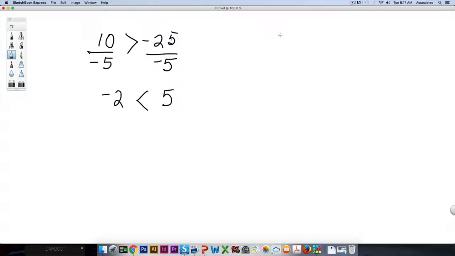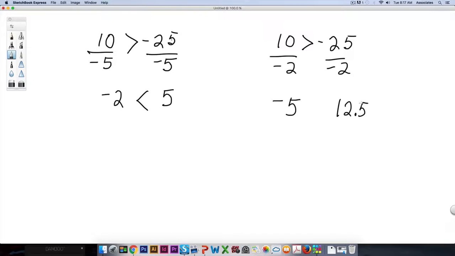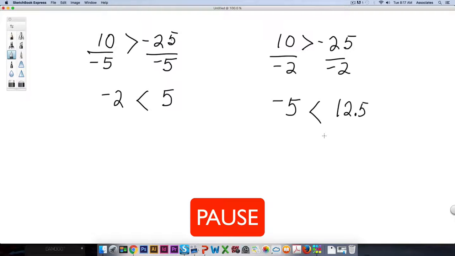Notice the inequality flipped. If you don't mind fractions, I'm going to divide both sides by -2. 10 divided by -2 is -5. -25 divided by -2 gives me 12.5. This flips over. So no matter what negative number you pick, if you divide by a negative, the inequality will flip. So if you don't have an example, add one of these to your notes, and I'll meet you back here in a minute.